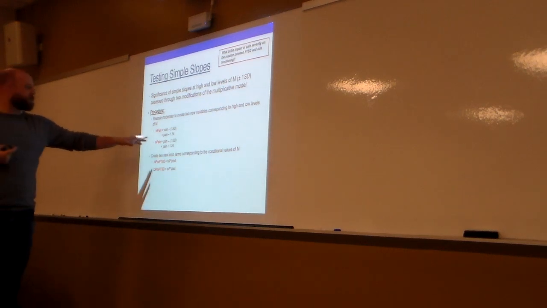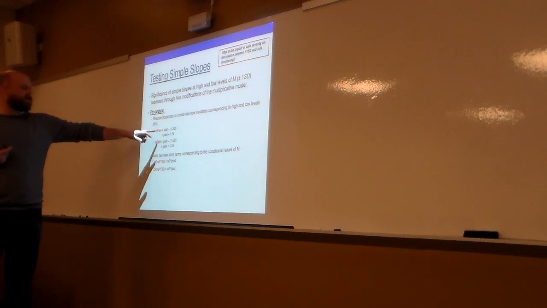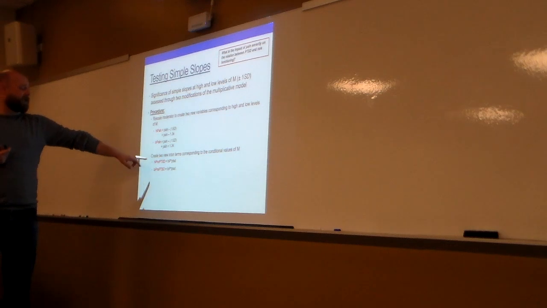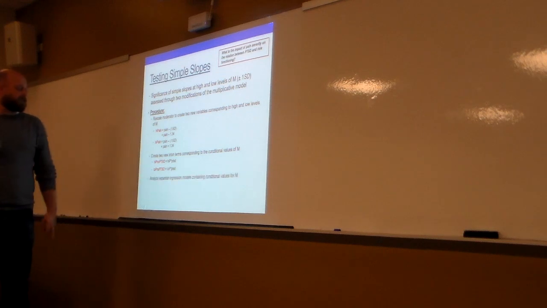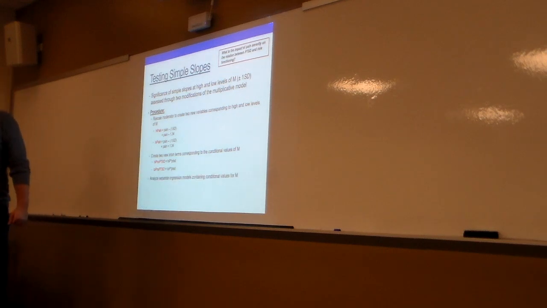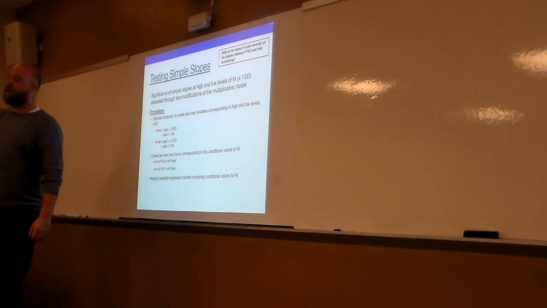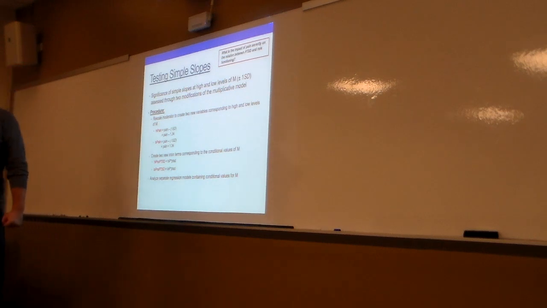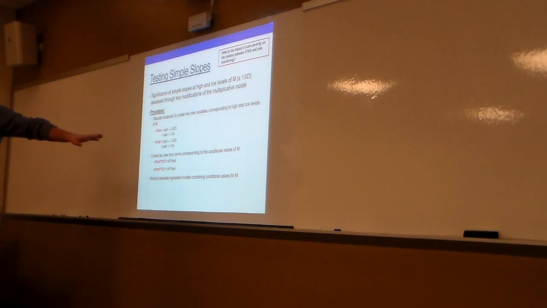But what I'm going to do is create a new variable corresponding to high pain. I'm going to take everybody's centered high pain and multiply it by my centered PTSD variable. I'm going to take low pain and multiply it by centered PTSD. And now I'm going to run two different regression models, looking at the relation of PTSD and my outcome at high levels of pain and low levels of pain.